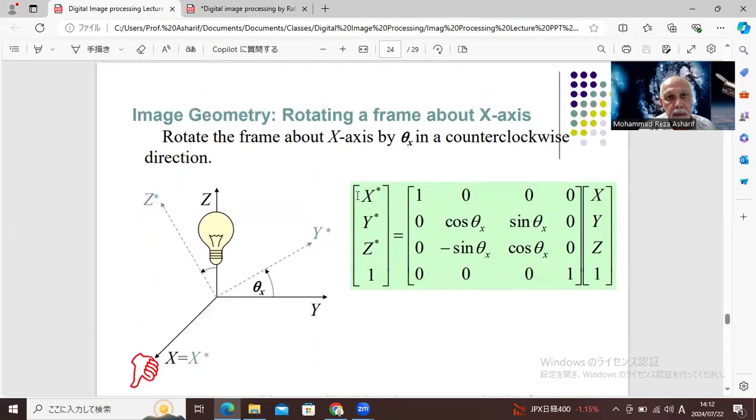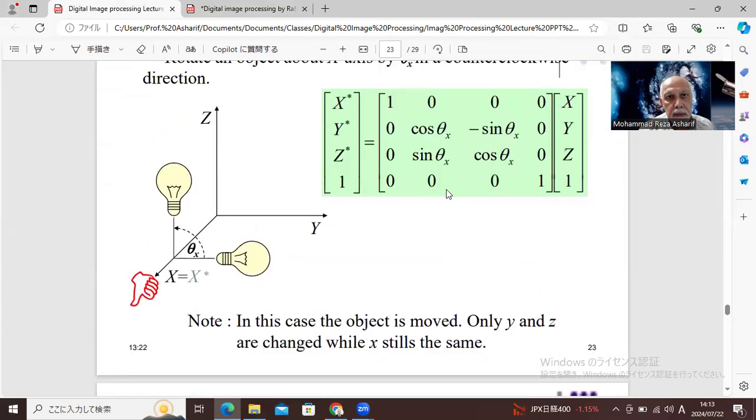This is rotating the frame about the x-axis. If you want to rotate the frame, it's different. For instance, you want to rotate the frame, but the objects remain the same. In this case, it's kind of reverse.